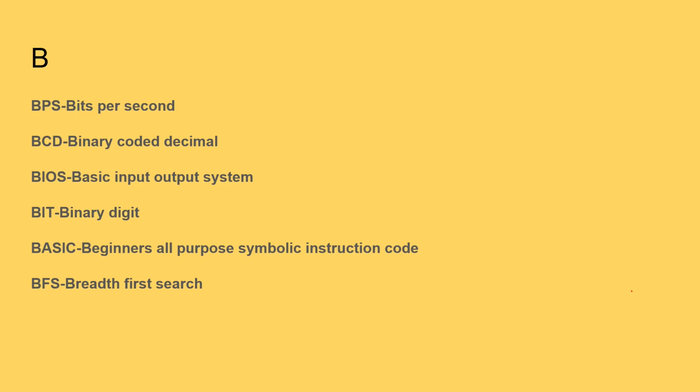BIOS, Basic Input Output System. BIOS is a firmware used to perform hardware initialization during the booting process. BIT, that is binary digit. It is a basic unit of information in computing and digital communication. Next is BASIC, Beginner's All-Purpose Symbolic Instruction Code. BASIC is a high-level programming language. BFS, Breadth First Search. This is an algorithm for traversing or searching tree or graph data structures.